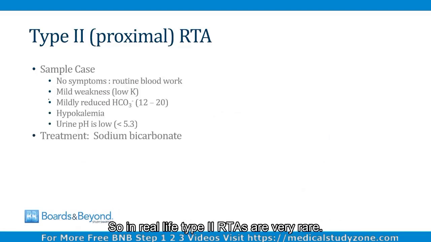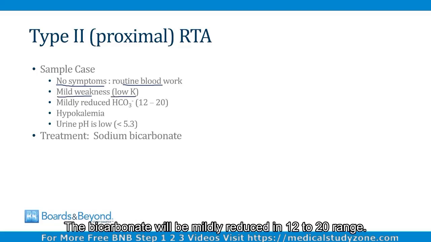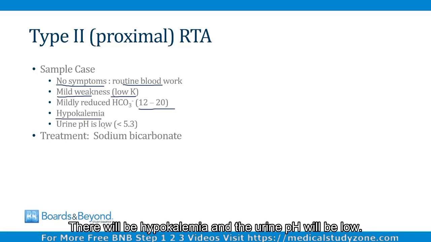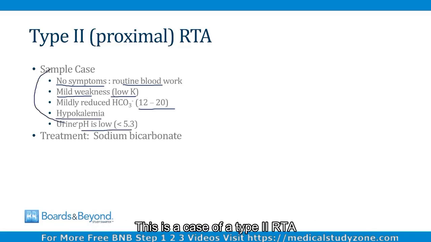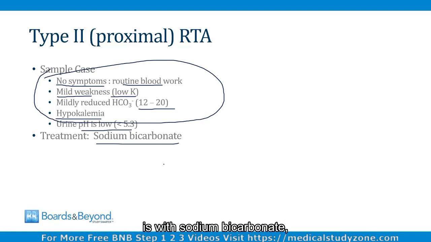So in real life, type 2 RTAs are very rare. What you want to know is how to recognize them in board questions. So here's an example of a sample case. The patient may have no symptoms and have routine blood work done that shows abnormal bicarbonate or potassium, or the patient could have mild weakness, and that's because of the low potassium. The bicarbonate will be mildly reduced in the 12 to 20 range. There will be hypokalemia, and the urine pH will be low. This is a case of a type 2 RTA. And the treatment, when treatment is required, is with sodium bicarbonate, which will raise the plasma bicarbonate level.